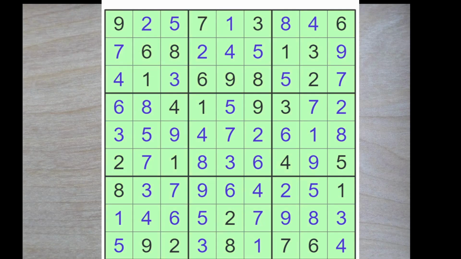That was quite a neat little hard puzzle from Sudoku Exchange. I hope that you also enjoyed it and that you will come back for more soon. Bye for now.